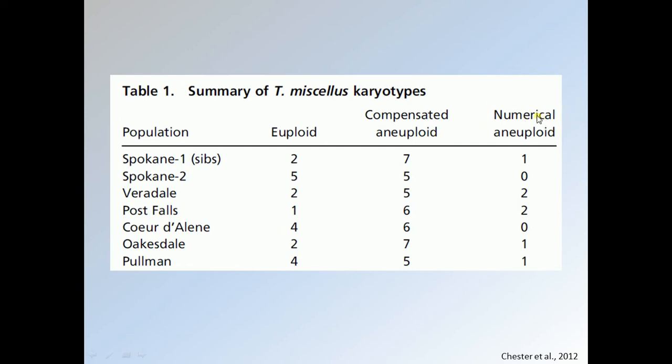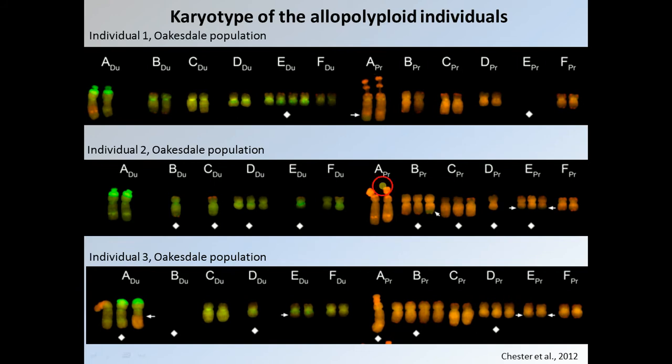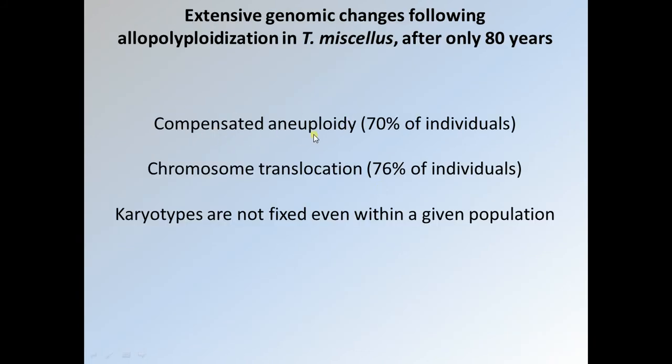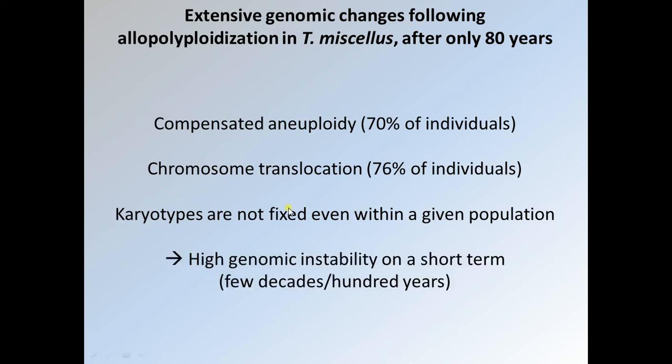While you have numerical aneuploidy, which means true aneuploidy. So you don't have a total of 4 chromosomes, but you have more sometimes. Okay, and as a conclusion, this compensated aneuploidy phenomenon is extremely frequent, as you can see, and chromosome translocation is also very frequent. And something extremely interesting is that the karyotypes are not fixed, so they are not the same even within one population. And that's the main conclusion, is that you have high genomic instability on the short term for polyploids. And it's quite a problem, maybe not in the wild, but a problem for breeding, and we'll talk a bit more about it later.